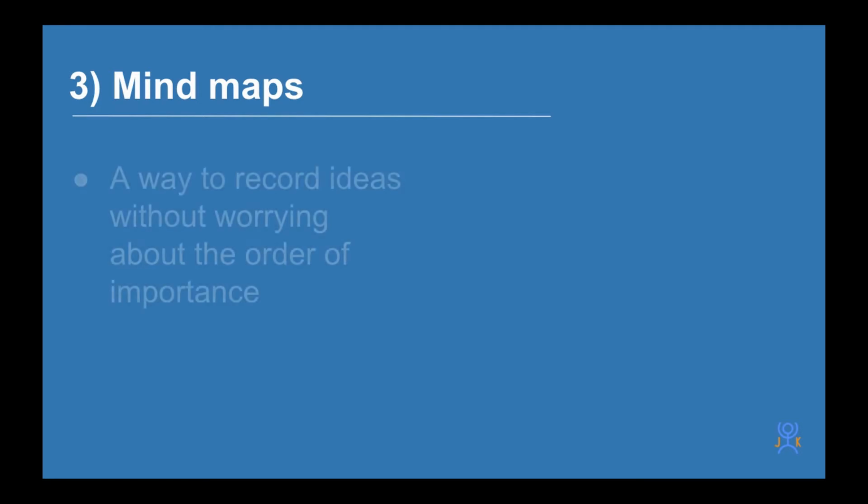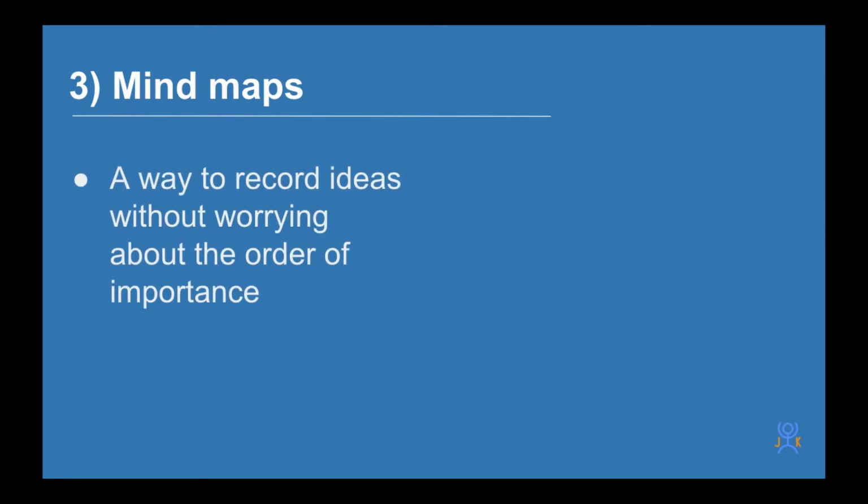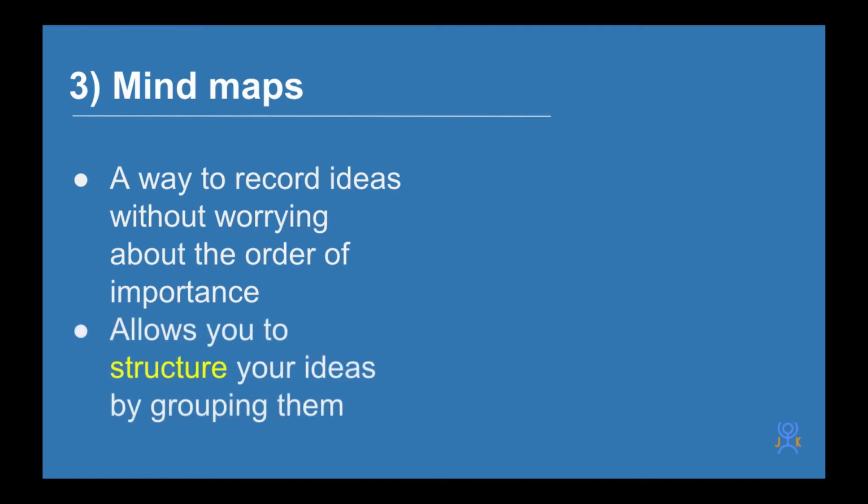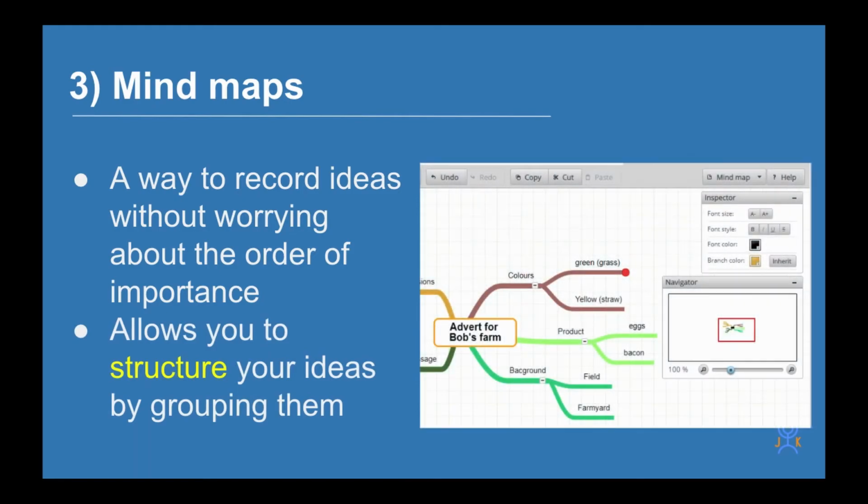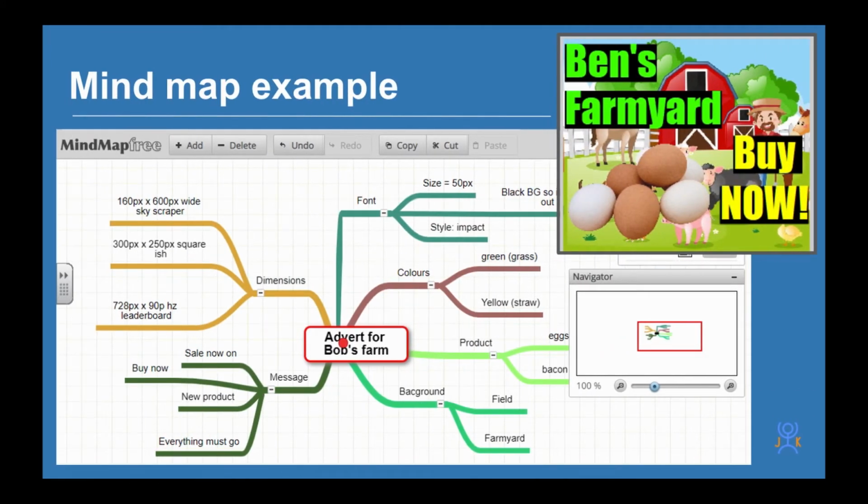Next is mind maps. Mind maps are a way of recording ideas without worrying about which parts come in which order. You can just structure your ideas by grouping them together. So here's an example of a mind map that I've produced for my Year 9s to help planning with an advert. I put down some main branches, so main areas of dimensions, fonts, colours, etc., and then looked at each main area and broke that one down.